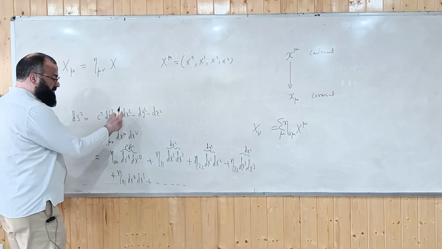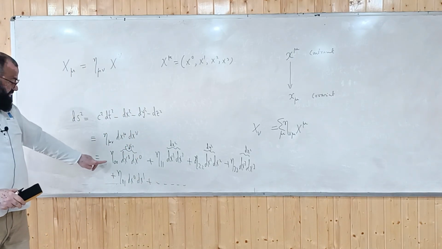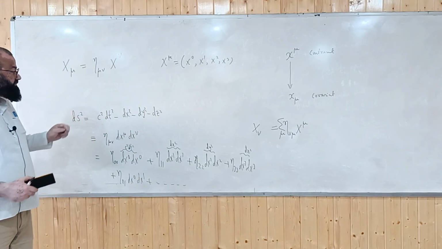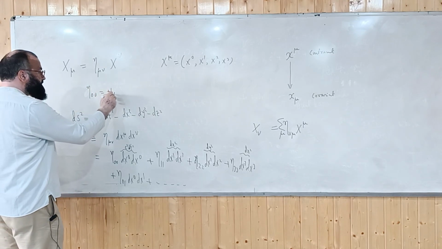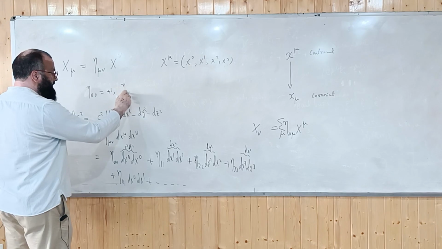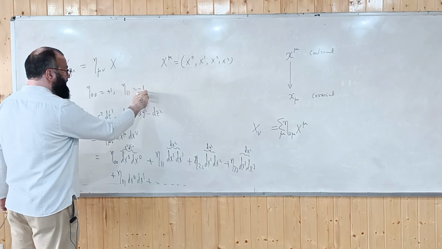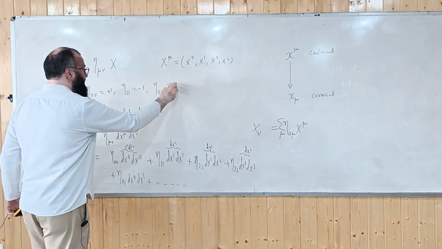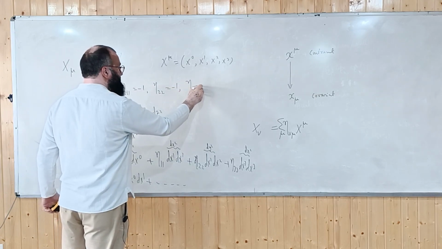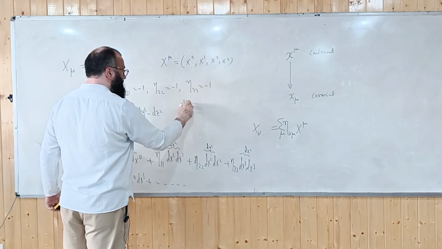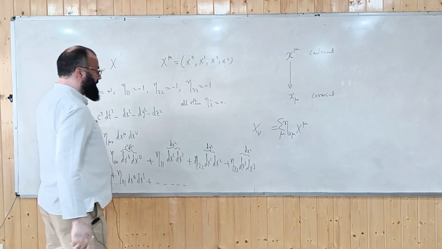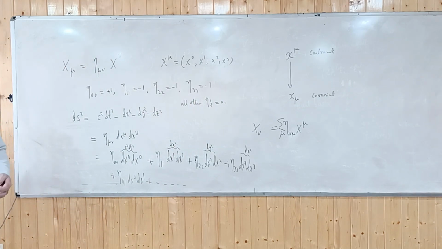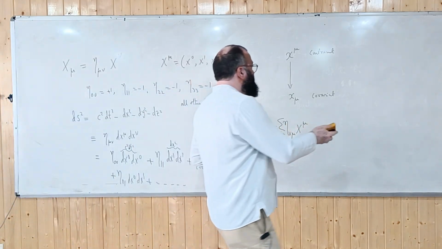Now you can compare with this. So what will you get? Eta 0 0 is plus 1. Then eta 1 1 is minus 1, eta 2 2 is minus 1, and eta 3 3 is minus 1. All other etas are 0. Samajh aa?